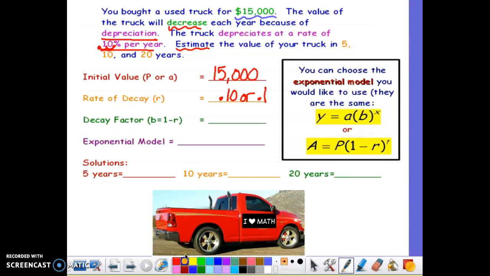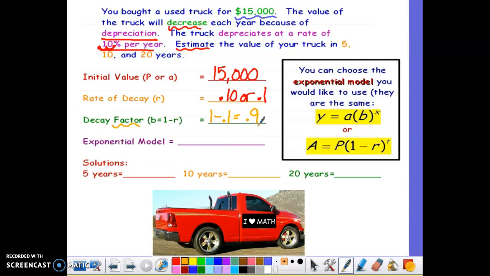Next, it asks for my factor. Remember, my factor is just 1 minus my rate. Since this is a decay problem, we do 1 minus 0.1, which is going to give me 0.9 or 0.90, whichever one you choose.